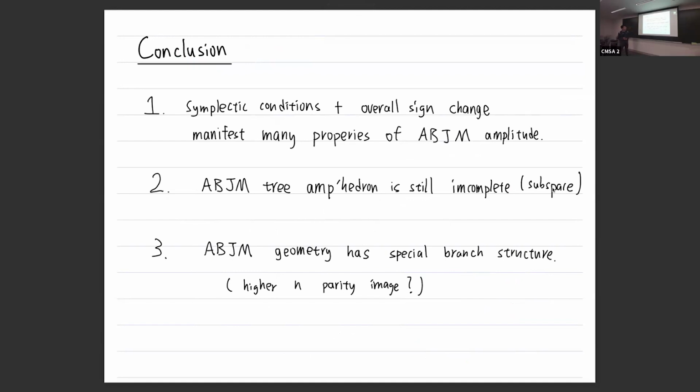So this is the conclusion. We just add the symplectic condition and change the sign, and we can define the ABJM amplituhedron, which manifests many properties of the ABJM amplitude. But second, we don't know the true amplituhedron for ABJM. And the last one is we need to understand more about this special branch structure in ABJM. So this is my talk.